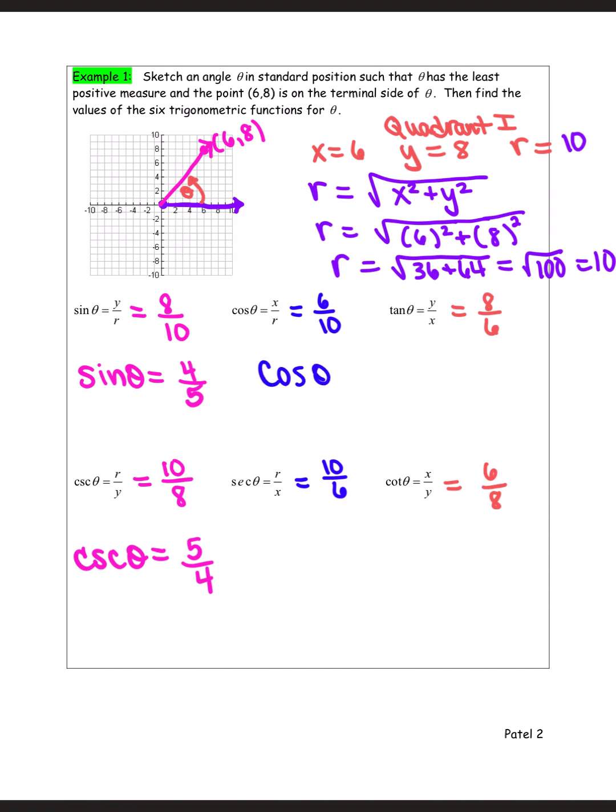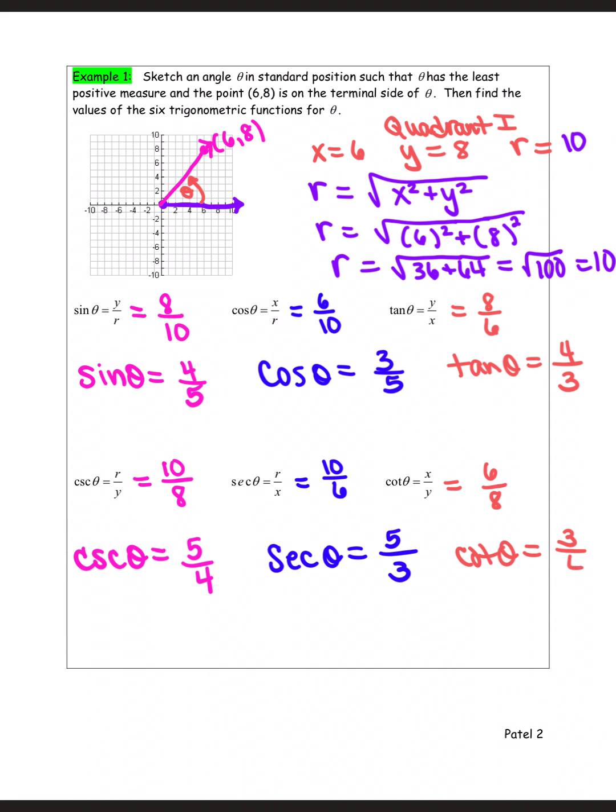Cosine of theta is equal to 3/5. Secant of theta is equal to 5/3. Tan of theta is equal to 4/3. Cotangent of theta is equal to 3/4.